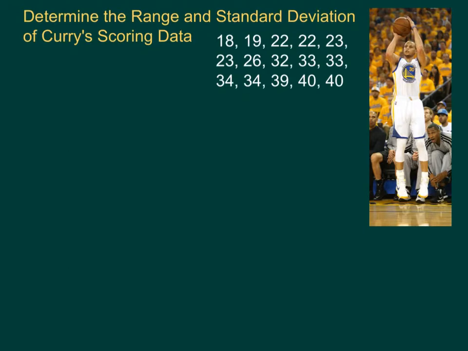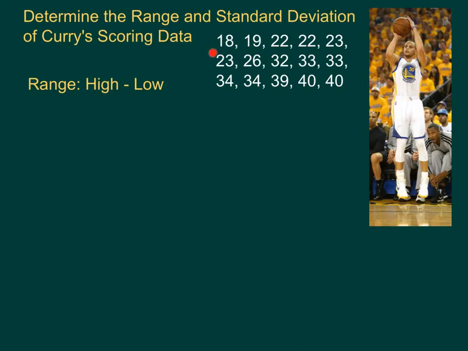Alright, so let's take a look at Steph Curry's shooting or scoring data once again and see if we can figure out the range and standard deviation. The range is what we'll start with because that's pretty quick. The range of Steph Curry's scoring is just the highest value minus the lowest value.